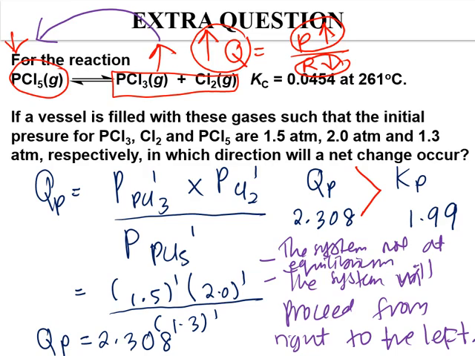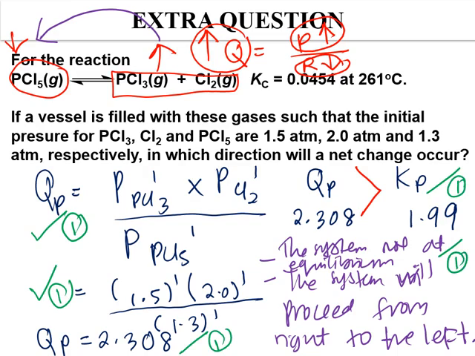Boleh? So soalan macam ni dia akan bagi markah berapa banyak? So QP 1 markah, expression masuk nilai 1 markah. QP value 1 markah, comparison 1 markah. System is not at equilibrium 1 mark and then proceed from the right to the left another 1 mark. Boleh? So dapat kalau kita bagi QP compare dengan KP. Kalau QC compare dengan KC. Tak boleh QP compare dengan KC. Itu salah konsep. Boleh? Alright.